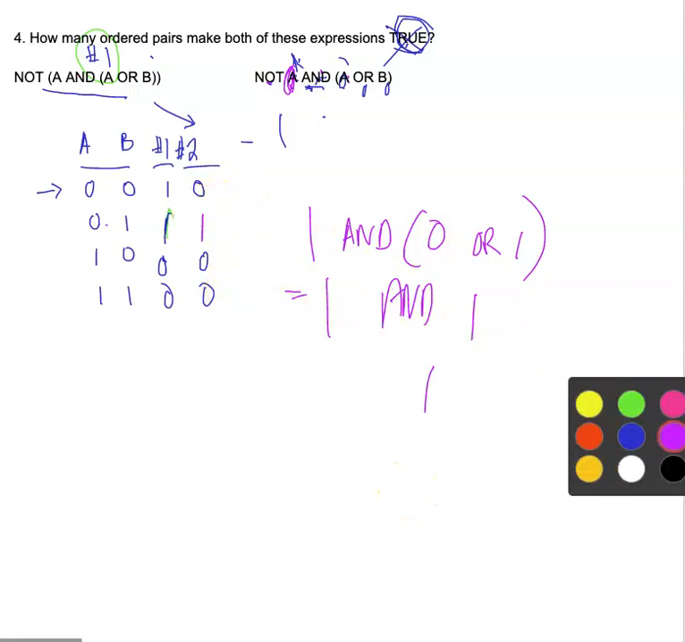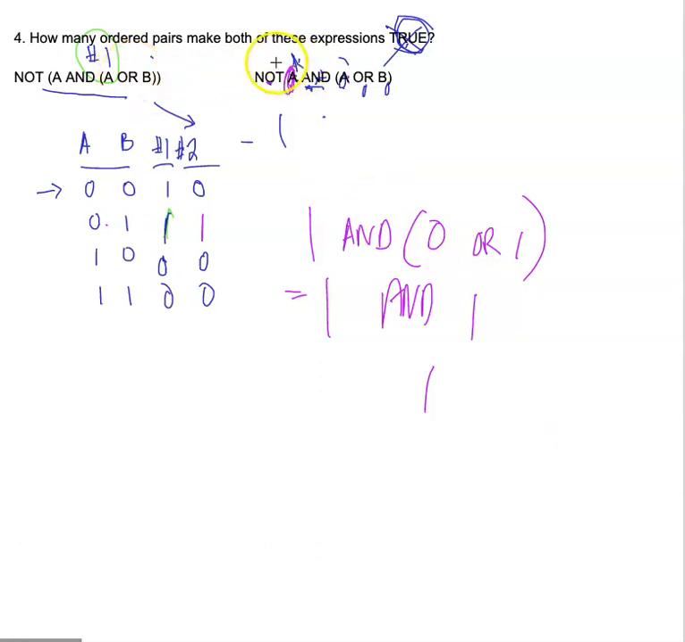So what does this mean now that we've plugged in all the 4 ordered pairs to both expressions? How many ordered pairs make both of these expressions true? Well, of these 4, the only ordered pair that makes both expressions true is this ordered pair right here, because this is a true, and this is a true, and all these other ordered pairs have at least one false.